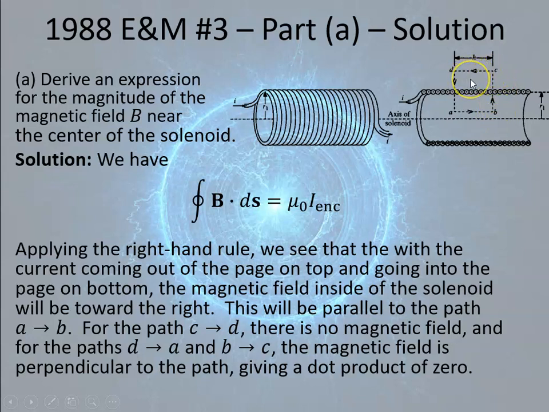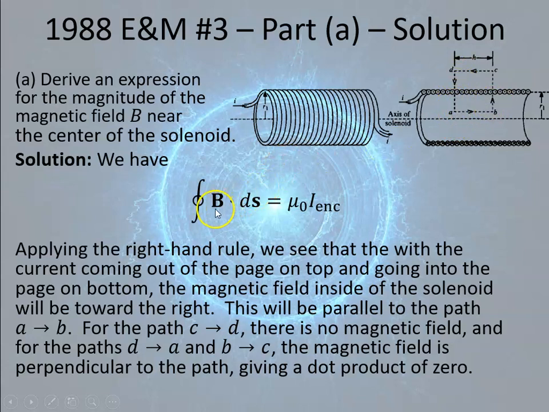They tell us it's a long solenoid. Long means ideal, which means there is going to be zero magnetic field outside of the solenoid. So the path going from C to D is not going to have any magnetic field in it. And the path going from B to C and the path going from D to A, well, once you get inside the solenoid, yeah, there is magnetic field here.